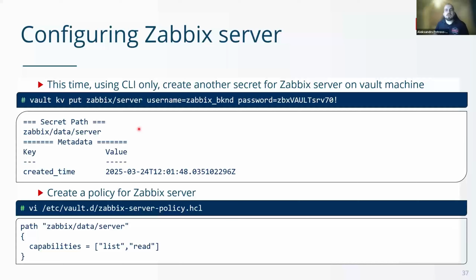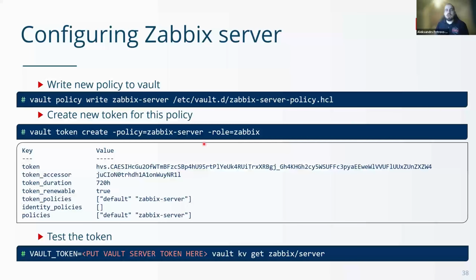Right, so using a similar approach, I create a secret, this time using only CLI, for the Zabbix server database credentials. Create the policy. Again, remember that I'm using Vault only to keep database credentials, not macro values. So just list and read. Writing the new policy to the Vault, creating the token, testing if the token works. So it's basically the same process, but now for each component, right? With a bit of an exception.